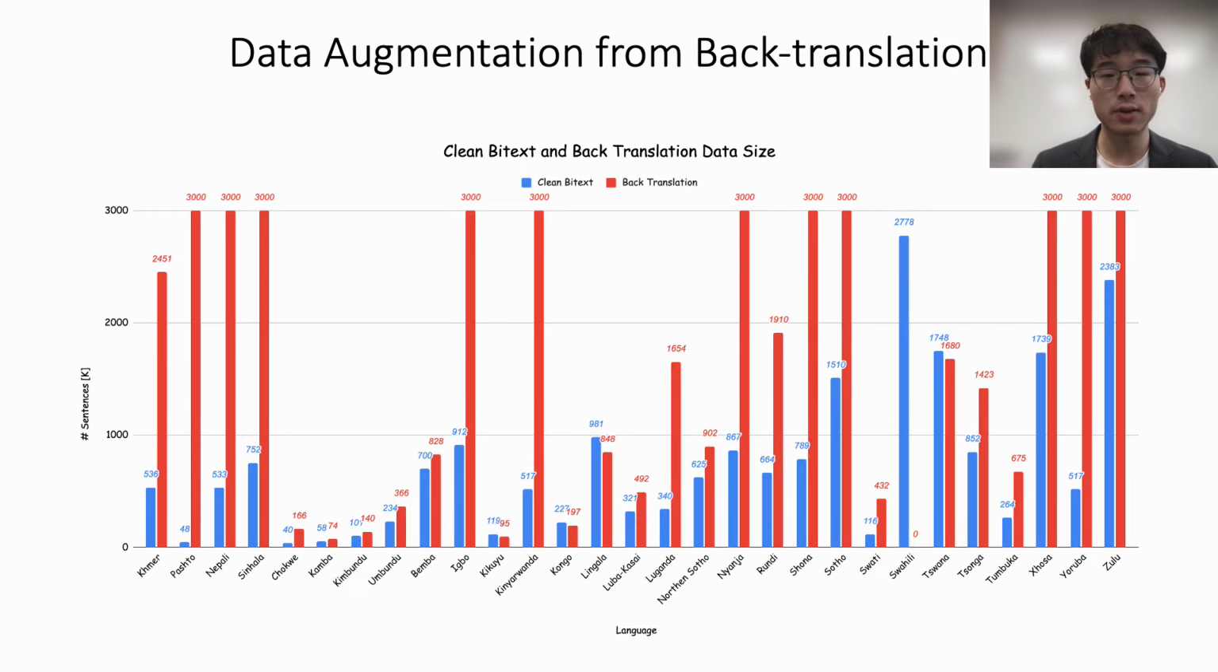As we can see from this plot here, the amount of back translation data is much larger than the amount of clean bitext we could get from public online resource. That is because the monolingual data is much easier to retrieve than clean parallel data for many low resource languages.